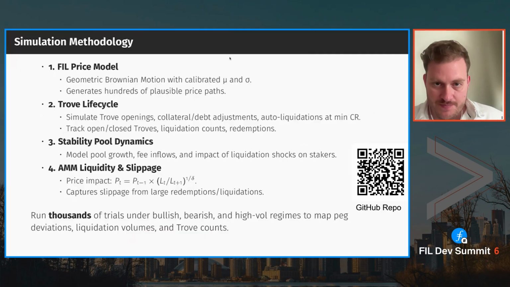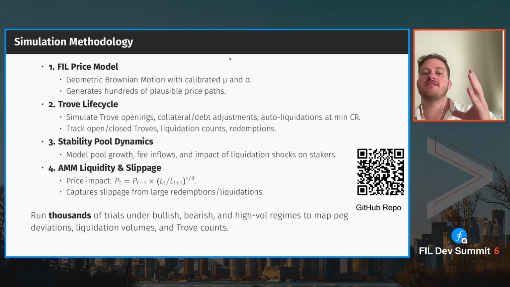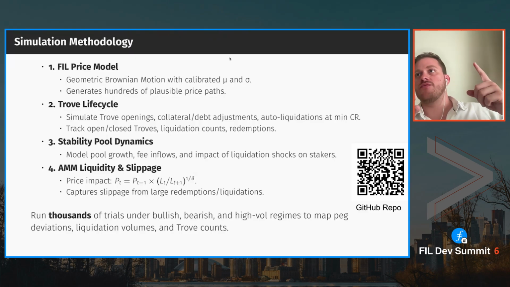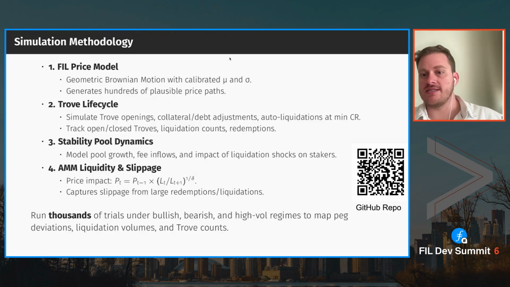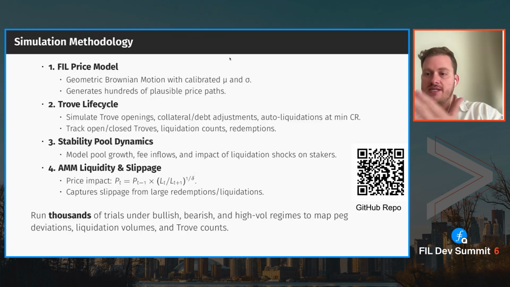So this simulation environment has four main components. The first one is a module that simulates a price for FIL. Basically, we have this mathematical model that can generate realistic FIL price paths using a model called geometric Brownian motion for different market conditions. So you can think of a bullish scenario where the price is pumping, or not so well, where it's trending downwards. And in turn, we can simulate many of these and stress test the effect of these on the other components.